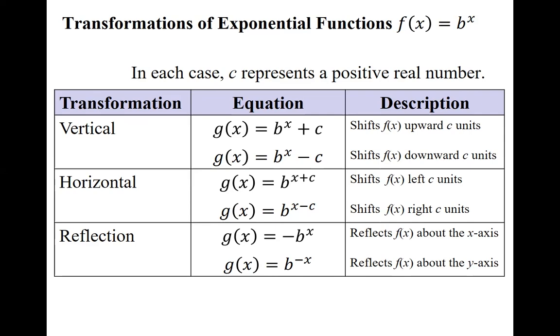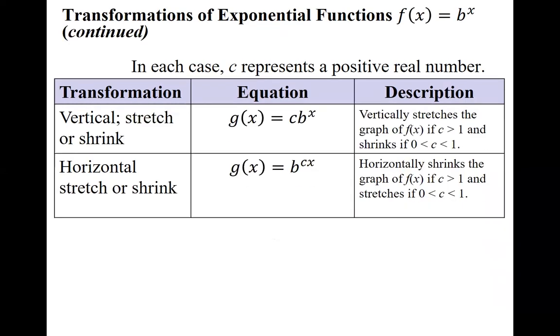So nothing new there, just a new shape. And we can stretch and shrink vertically and horizontally our new shape as well. Same rules as before. If the c we're multiplying the entire function by is greater than 1, it's a vertical stretch. If it's between 0 and 1, it's a vertical shrink.